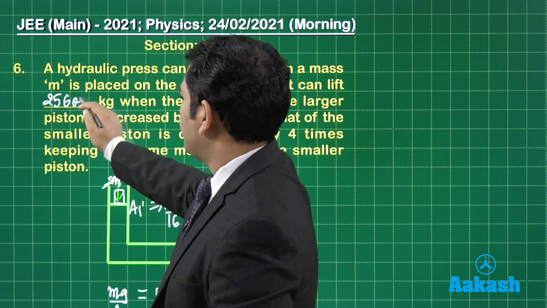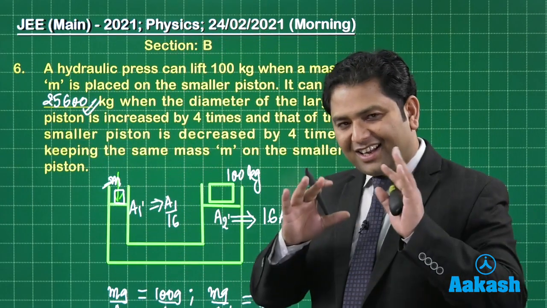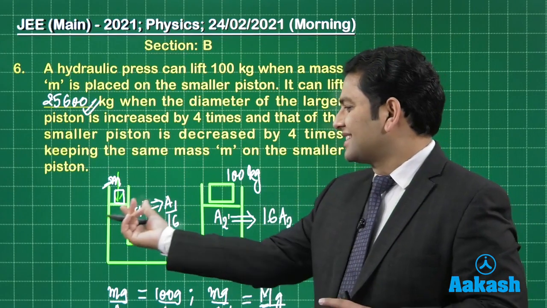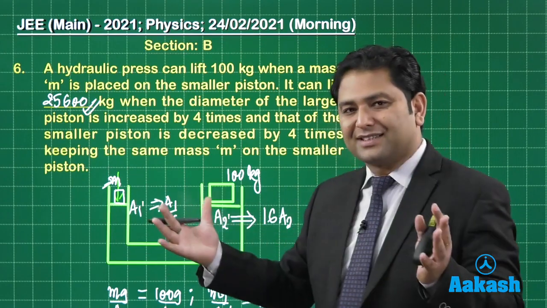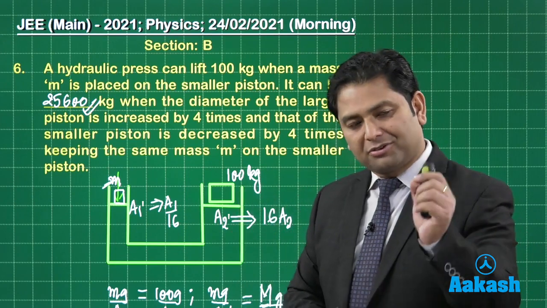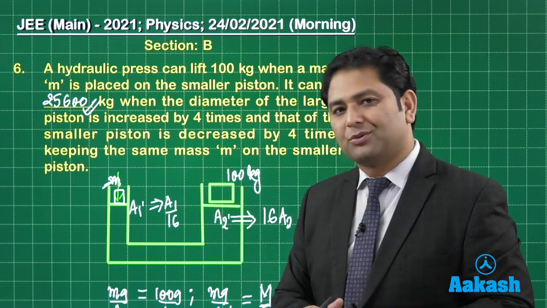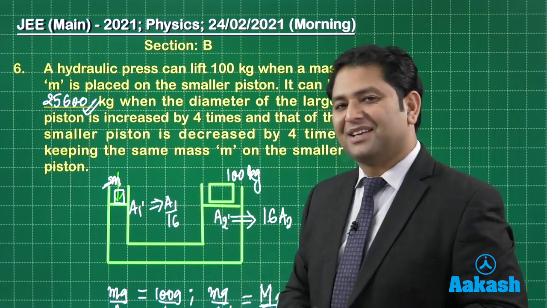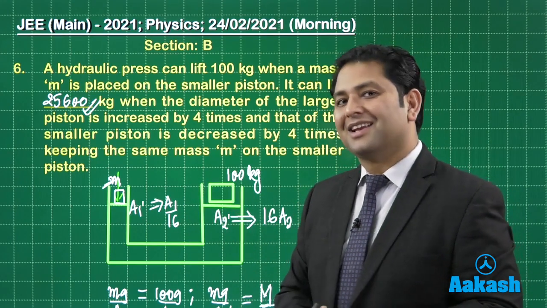And the huge value is easily understood. The reason being, the lesser this area and the greater this area, the more favorable it would be for Pascal's law. Remember, the increase in pressure at one side is transmitted equally everywhere in a closed container.